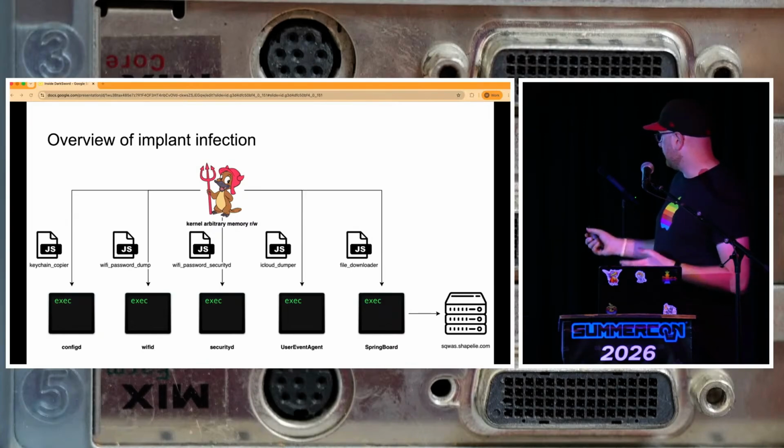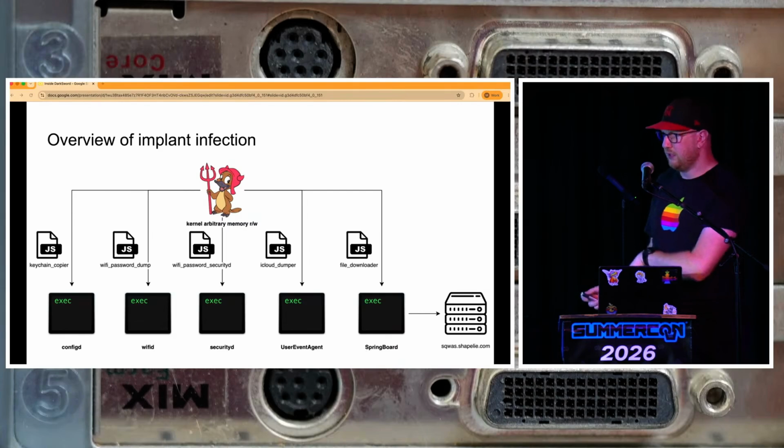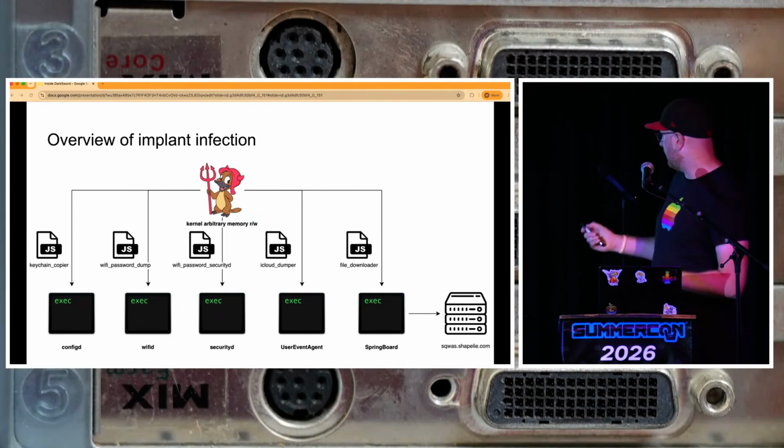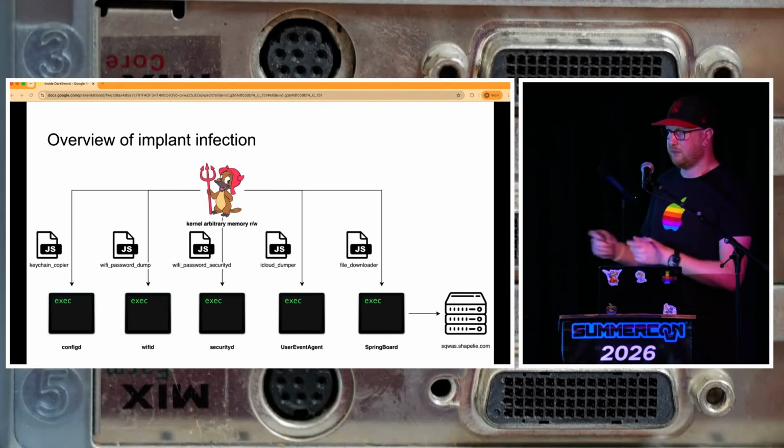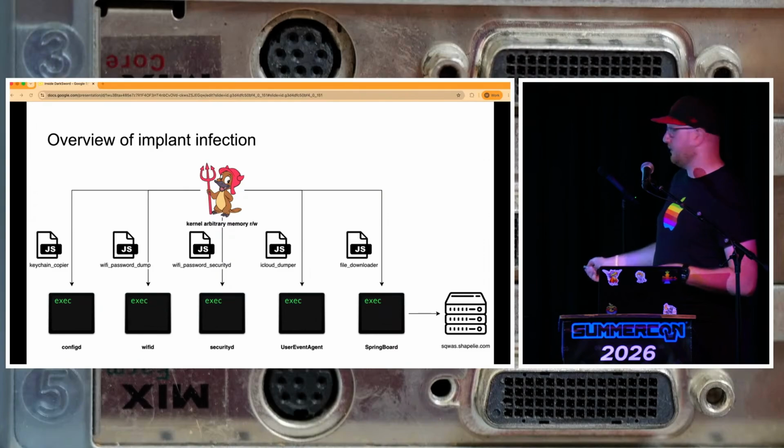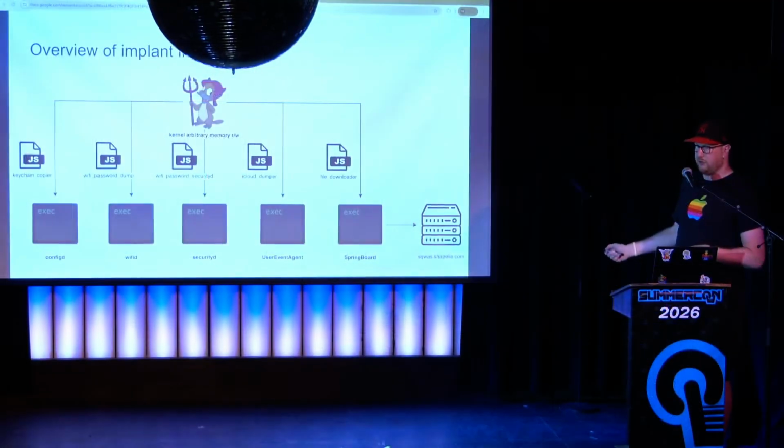Then all of this data was copied locally on the disk, and the file downloader part was also responsible for taking all the files from the different places and uploading them to the C2 server.